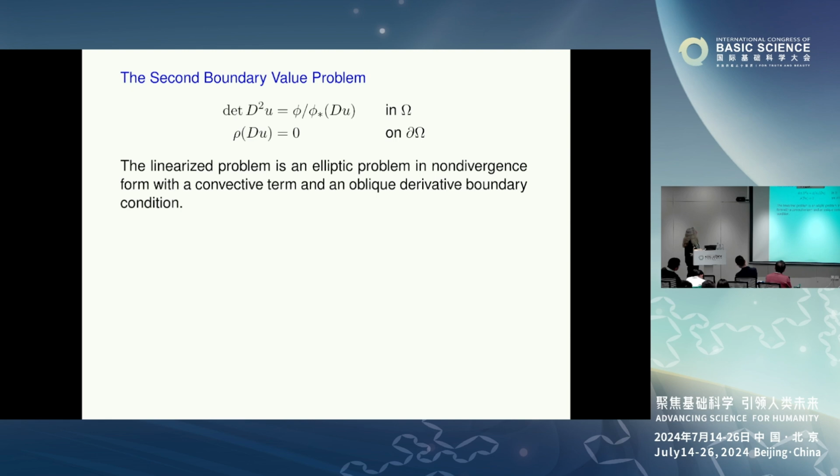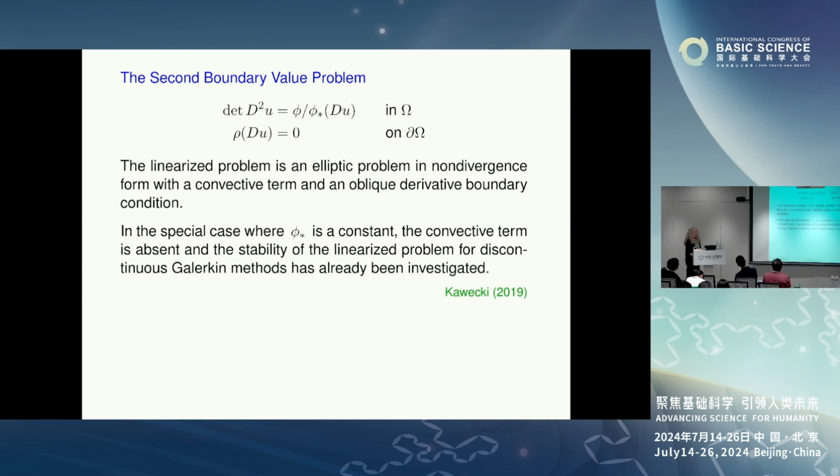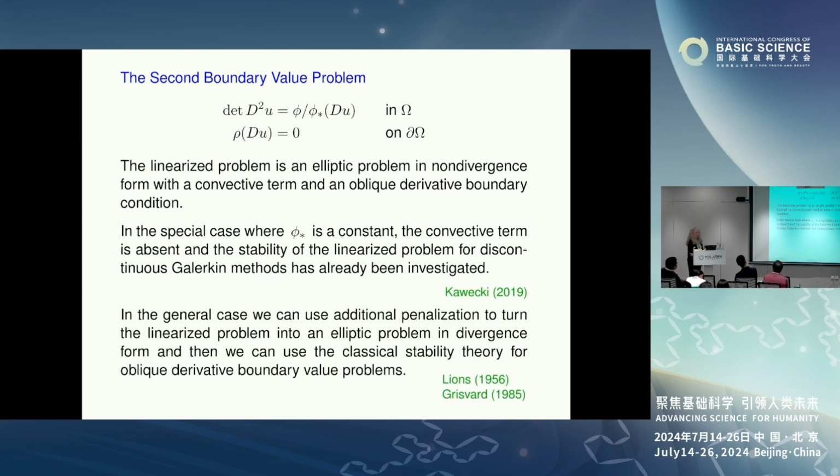This linearized problem is an elliptic problem in non-divergence form with a convective term and an oblique derivative boundary condition. In the special case where phi star is a constant, the convective term is absent and the stability of the linearized problem for DG methods has already been investigated. In the general case, we can use additional penalization to turn a linearized problem into an elliptic problem in divergence form, and then we can use the classical stability theory for oblique derivative boundary value problems.